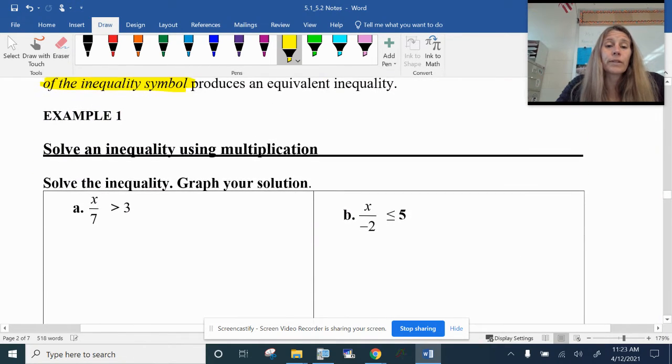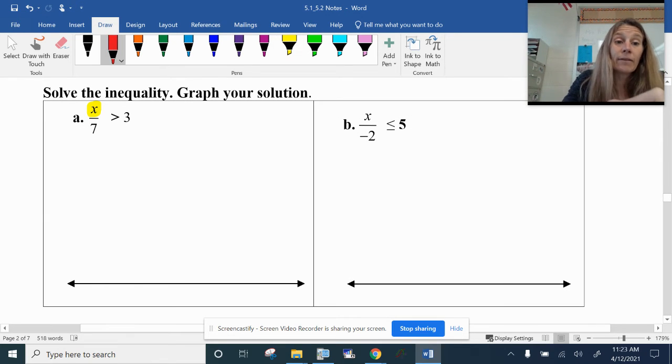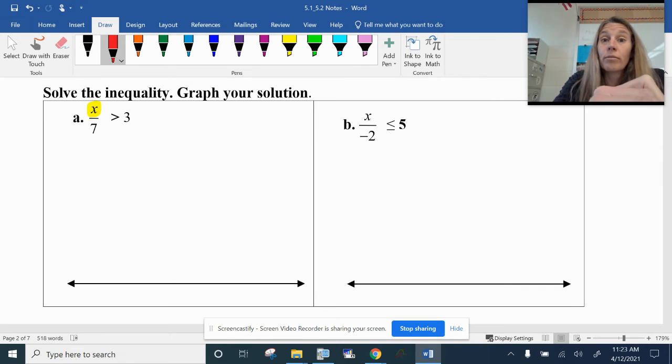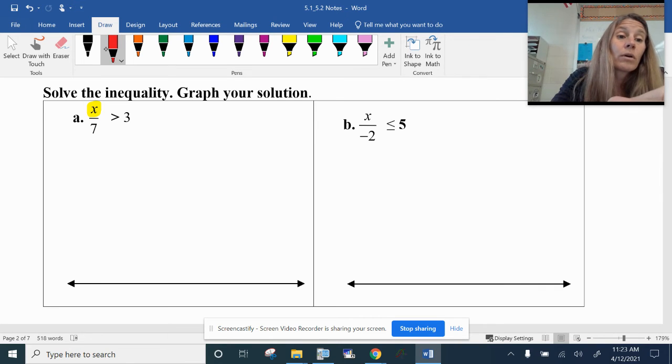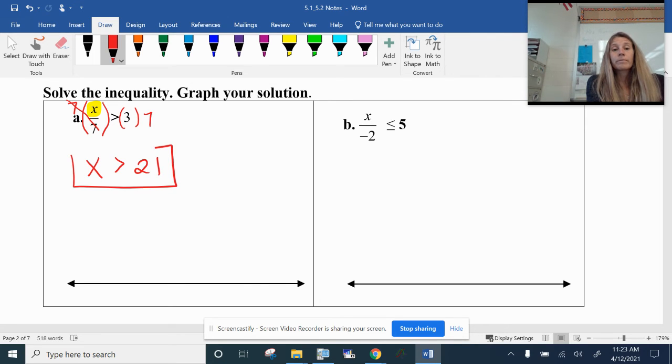So if we take a look at the first example here, right now I have x being divided by 7 on one side of my equation and the 3 on the other. Well, the opposite of division is multiplication, so I'm going to multiply both sides by positive 7. Since I'm multiplying by a positive 7, I don't have to worry about my inequality sign changing. I'm just going to have x is greater than 21.